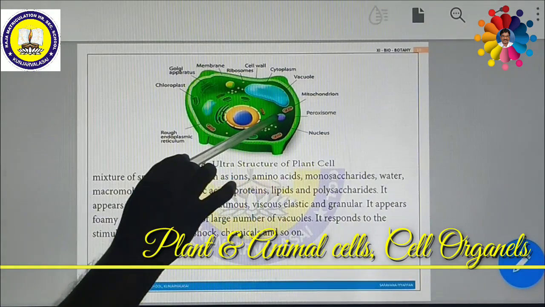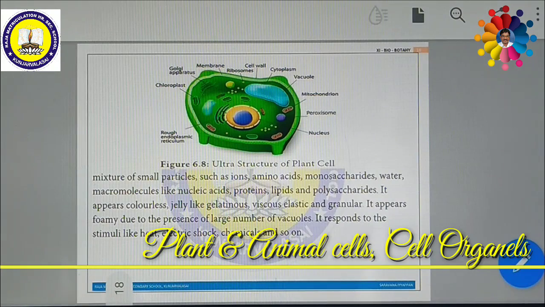Another organelle is called the peroxisome. This peroxisome does photorespiration. In such a way, various organelles present inside the cell help the living organism, the plant. One by one we can see.